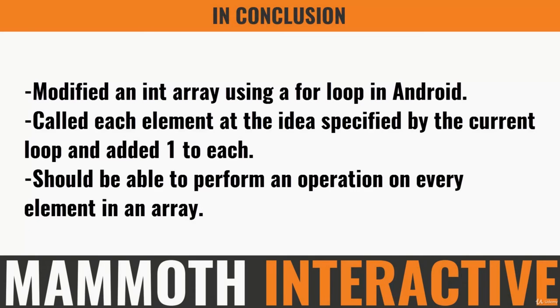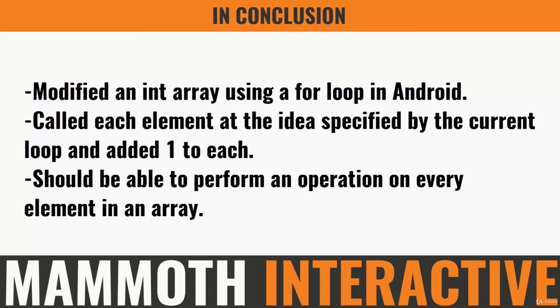In this part of our tutorial, we modified an integer array using a for loop, and we did it in Android. So we called each element at the index specified by the current loop iteration and added 1 to each one. So rather than calling, we had an array of 5 elements, and rather than calling the specific index 5 times, we just called the index of I, and that was the iteration that the for loop was on. So we only had to make the call once, and we had the loop do the work that we would have otherwise had to do 5 times.